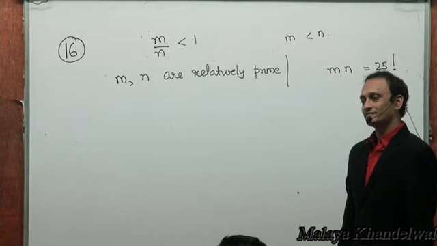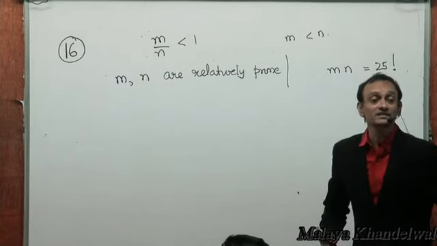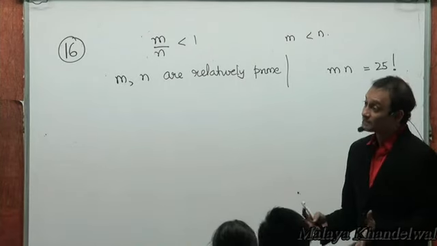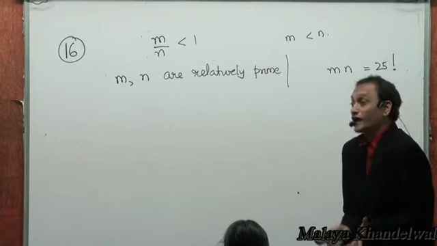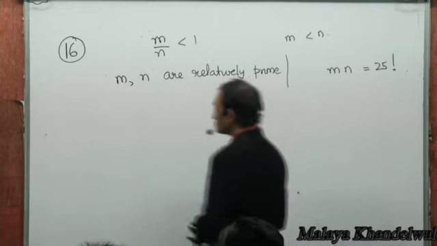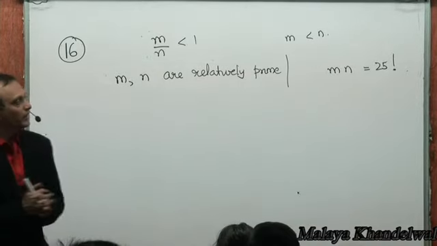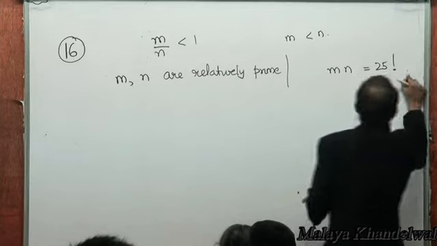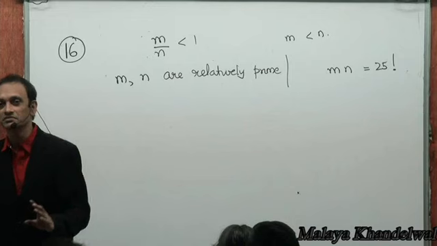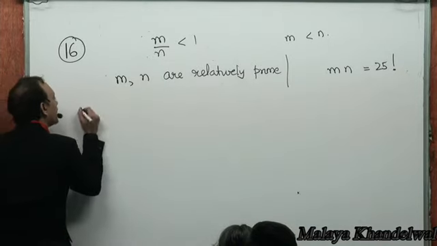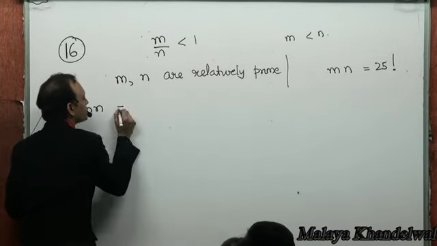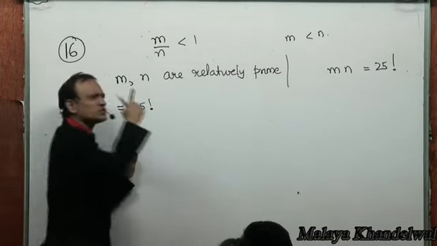You know what I'm saying? So it's all about selecting in how many ways you can select m and n commensurate with this condition. The number of ways in which you can select m and n would give you the required number of rational numbers. Yes or no? Okay. 25 factorial is a huge number to deal with, isn't it? Very big number.